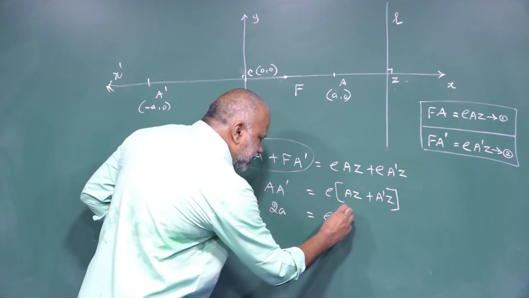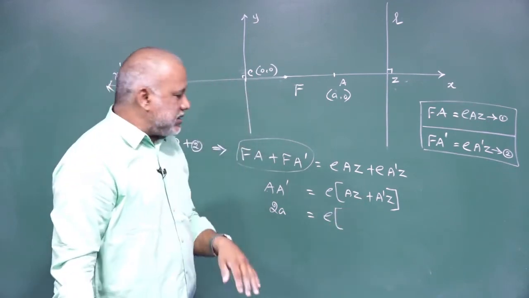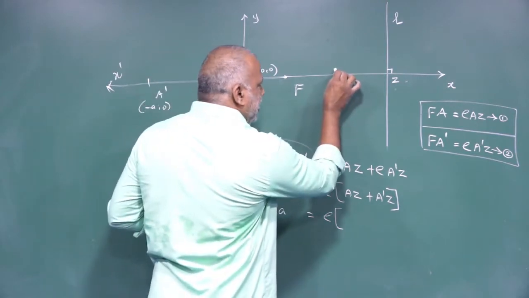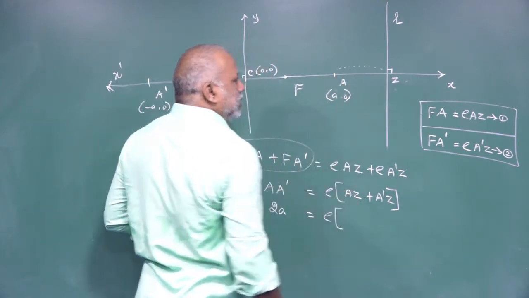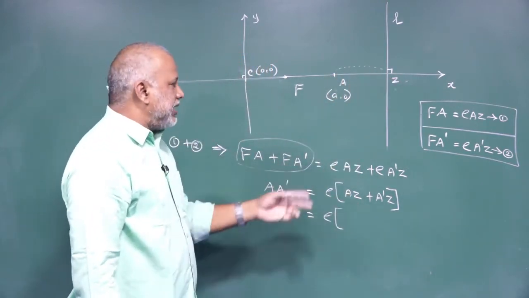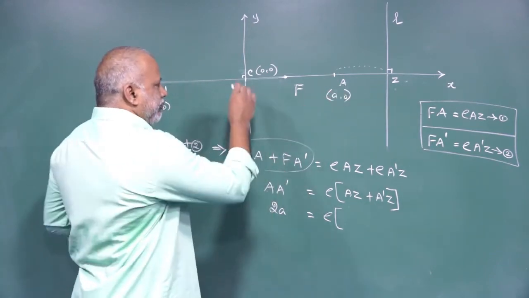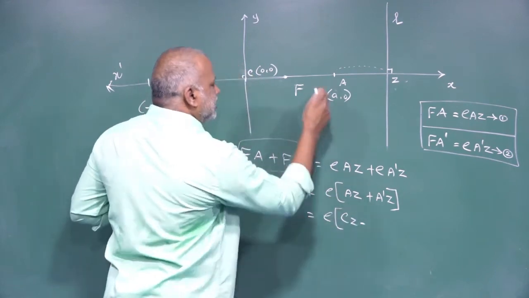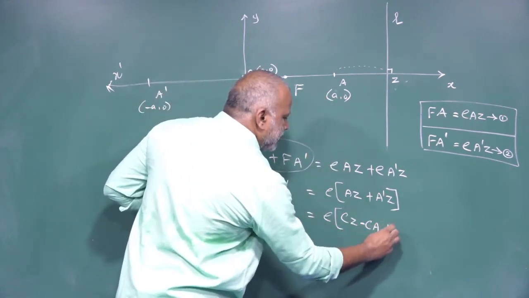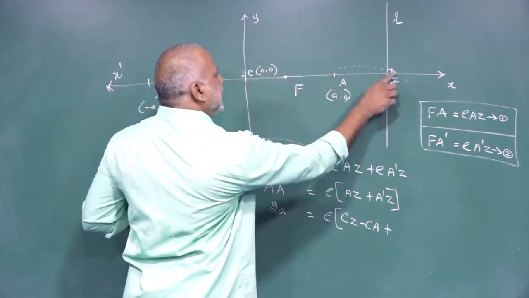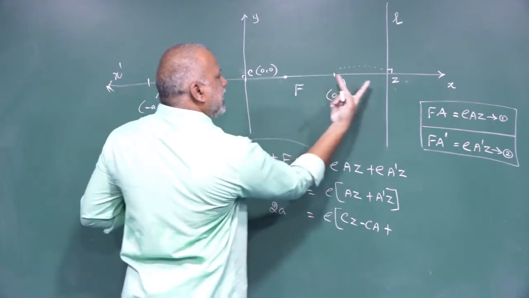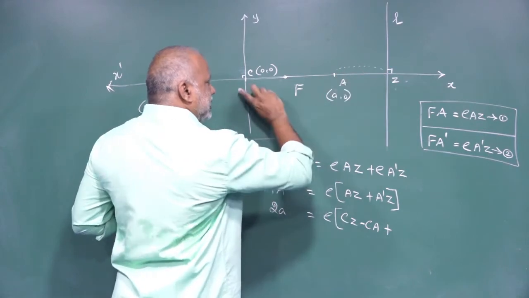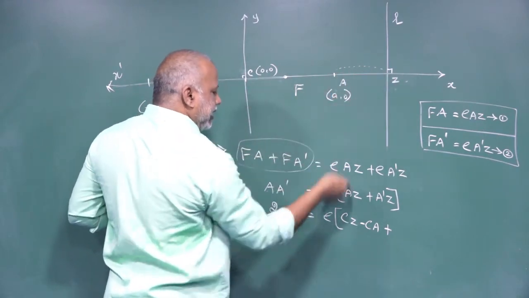So, E is the constant. AZ. See the board. I need this value AZ. How are we able to work it out? See, this AZ can be derived, I can write like this, CZ minus CA. See the board? CZ minus CA, I can get AZ. So I can write this AZ as CZ minus CA.